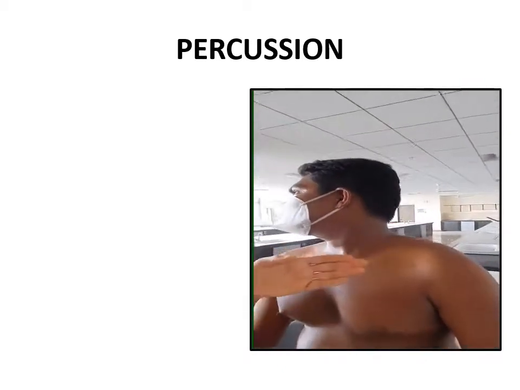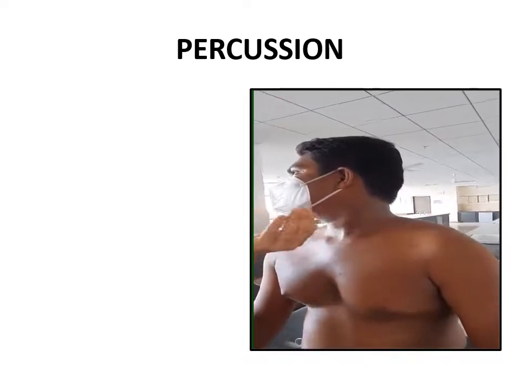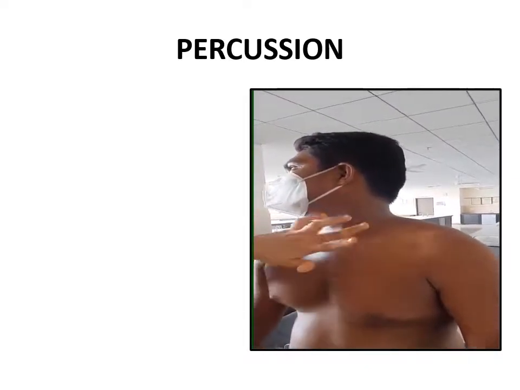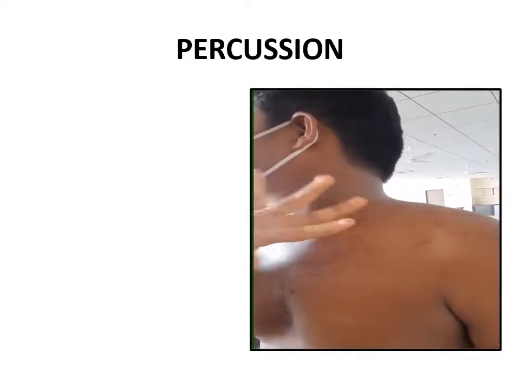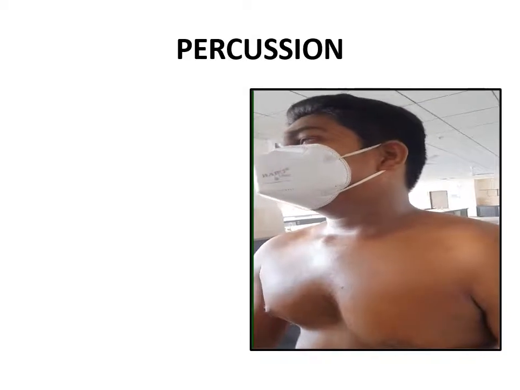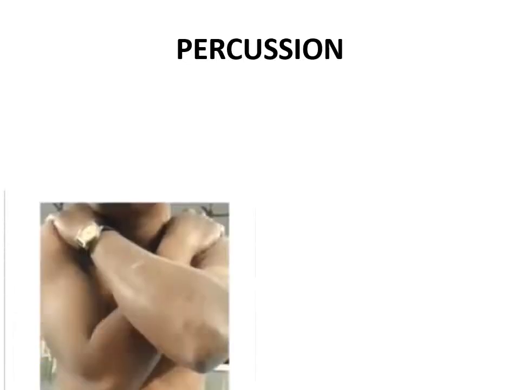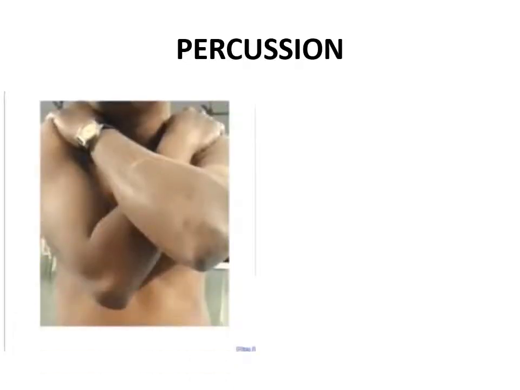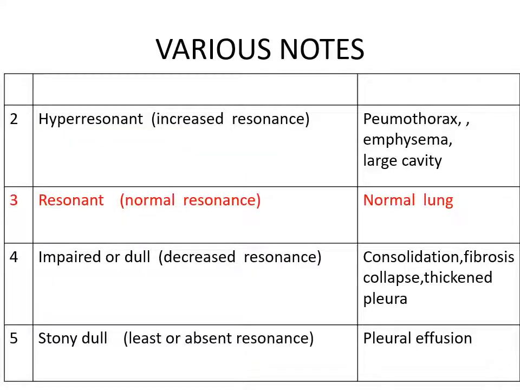Now when I am checking for the left side apex, I have to ask the person to look to the right side. Okay, and then again I have to percuss. So this is resonant. Now when we are doing percussion for the posterior aspect, at that time we have to ask the subject to keep both the upper limbs crossed over the shoulders, and then we have to do percussion on the posterior side. In the next slide, importance of notes.